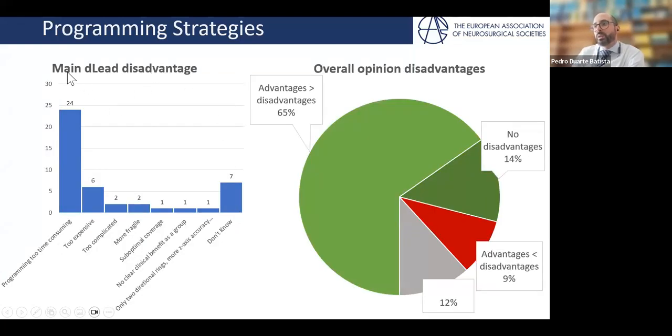What do our respondents think is the main disadvantage of the leads? Well, like we saw before, they think that the programming is too time consuming. It was the winner by far, with 24 responses, followed by the price of the leads. But do they think that the advantages outweigh the disadvantages? Yes, 65% of respondents think that the advantages are still superior to the disadvantages, as we can see in this graph.